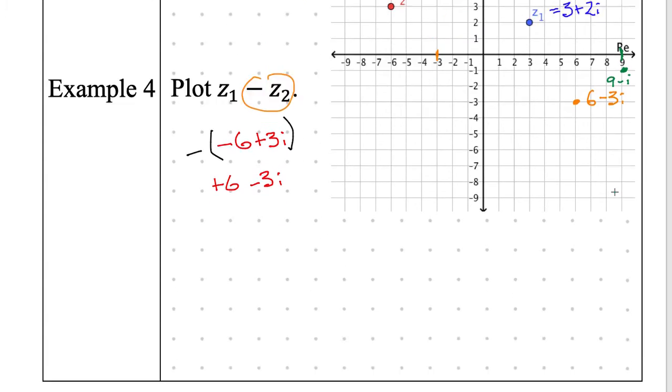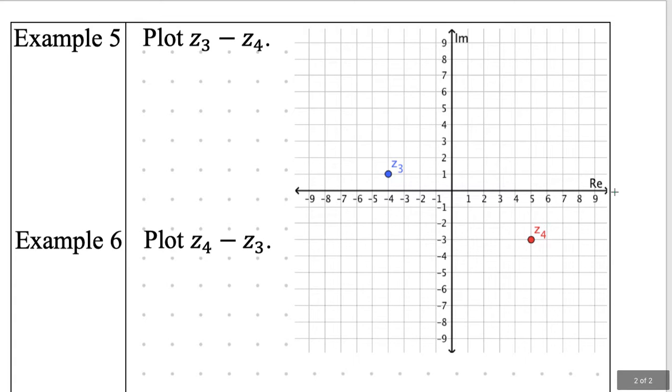Okay, we are on to example number 5. Plot z3 minus z4. So again, if I have negative z4, I need to rotate this 180 degrees. So instead of right 5, down 3, it's going to be left 5, up 3. There's my rotated z3. I'm going to call this point negative z4, because that's exactly what it is. It's z4, but negative. Then I'm going to add these two. I'm going to add negative z4, adding negative z4 to z3.